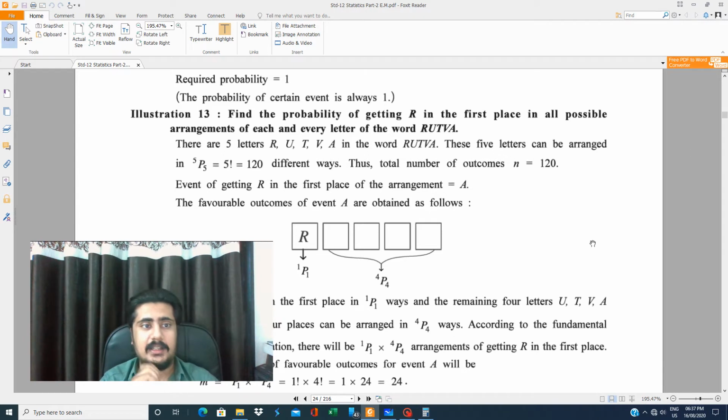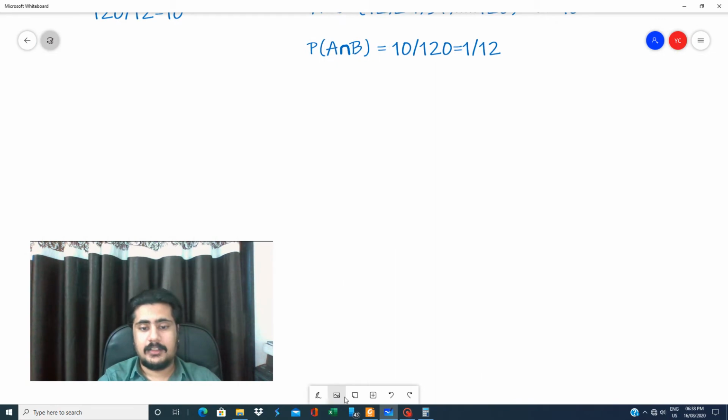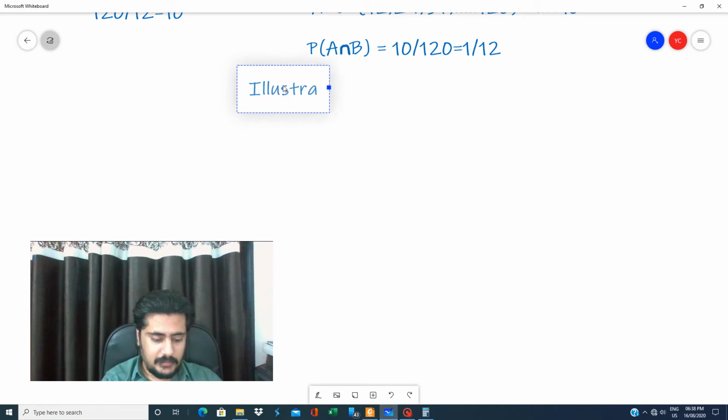Let us read the illustration number 30. Find the probability of getting R in the first place in all possible arrangements of each and every letter of the word Rutva. So what you are asked to find is the probability of getting R in the first place in all the possible arrangements of each and every letter of the word Rutva. So first of all, I'll write the question here, illustration 30.